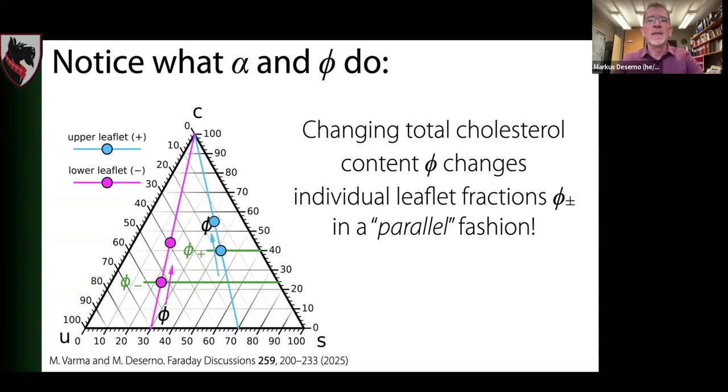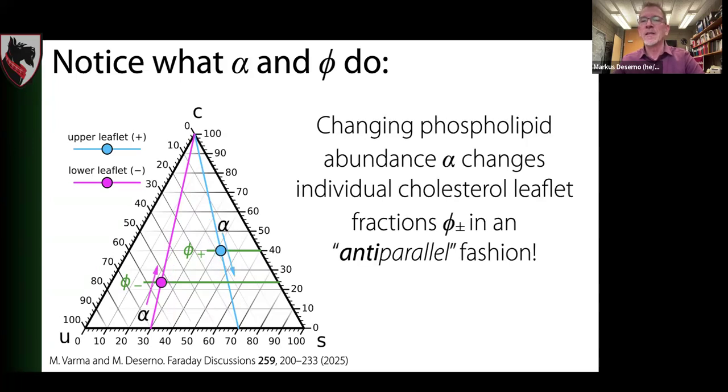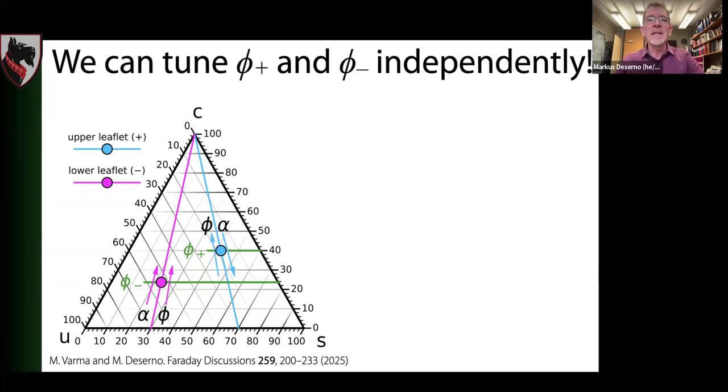Now, this is very different if I instead change the abundance asymmetry, because if I cram more lipids into the upper leaflet, that's going to squeeze cholesterol out of the upper leaflet. And it has to go somewhere, so it goes into the lower leaflet. So now we get some kind of anti-parallel motion. I increase the abundance asymmetry, more phospholipids, relatively speaking, in the upper leaflet, and I get this particular motion. So this is interesting. I get two very different responses to alpha and phi changes. What that means is we can now tune the cholesterol concentrations phi plus and phi minus independently.